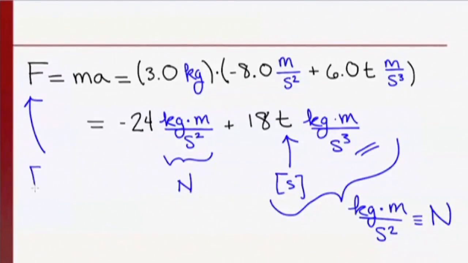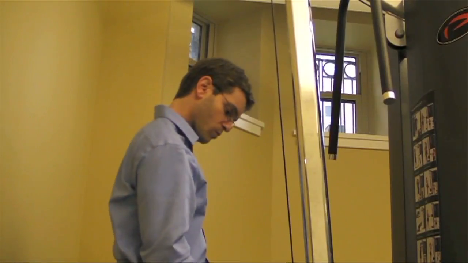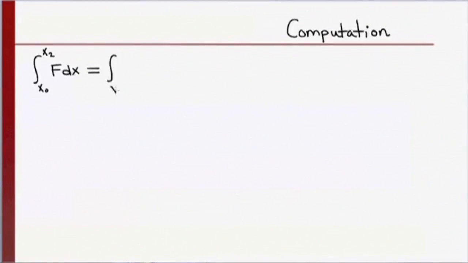So now that we have verified that the force is indeed in units of newtons, let's go ahead and compute the work integral. Work. Recall what that is. That is the integral from x0 to x2 of F dx. Well, we've got the force, so let's go ahead and put that in. I'm going to not put the units in for now. We'll have an exercise later that you will do that. What do we get? The integral from x0 to x2 of minus 24 plus 18t dx.